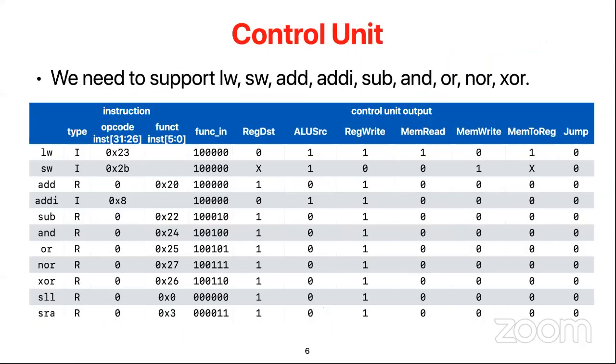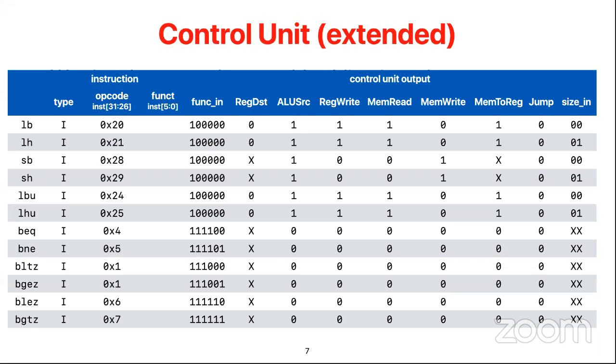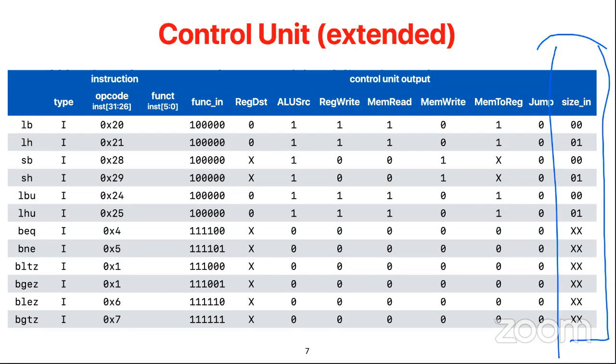So given that you have those elements, this is what we have previously. But now extending it, you will see you need a size signal. And in addition to load word and store word, we also have load byte, load half, store byte, and store half. Half means we have 2 bytes, right? And you can check this is the extended control unit.